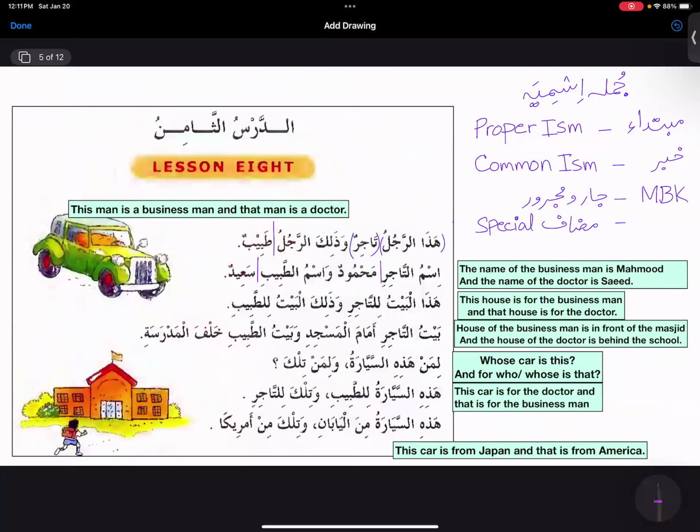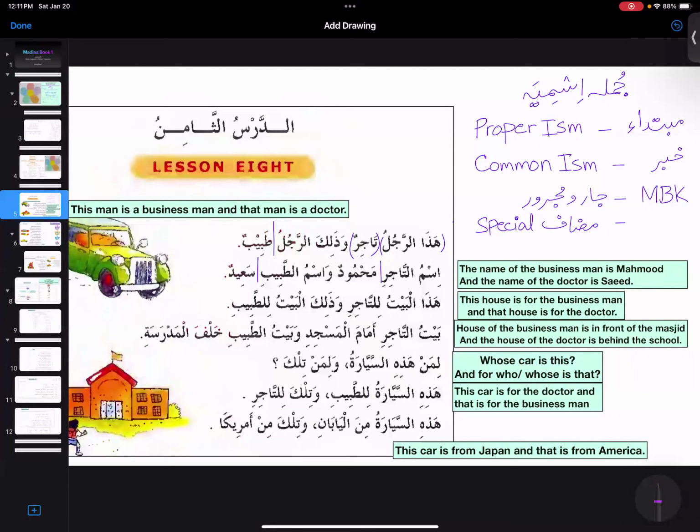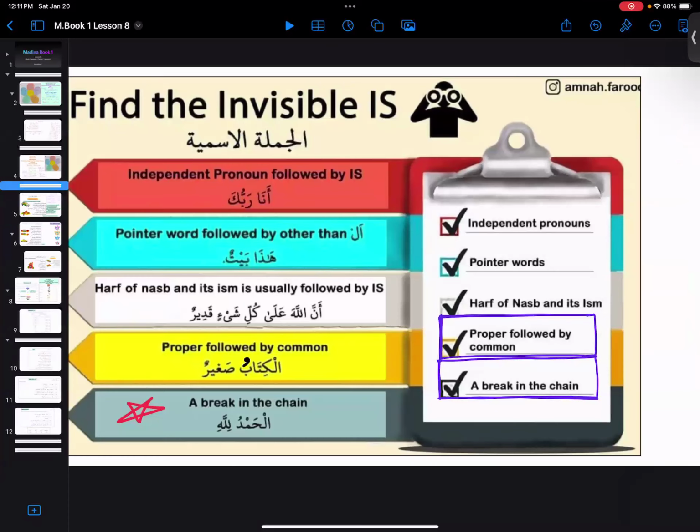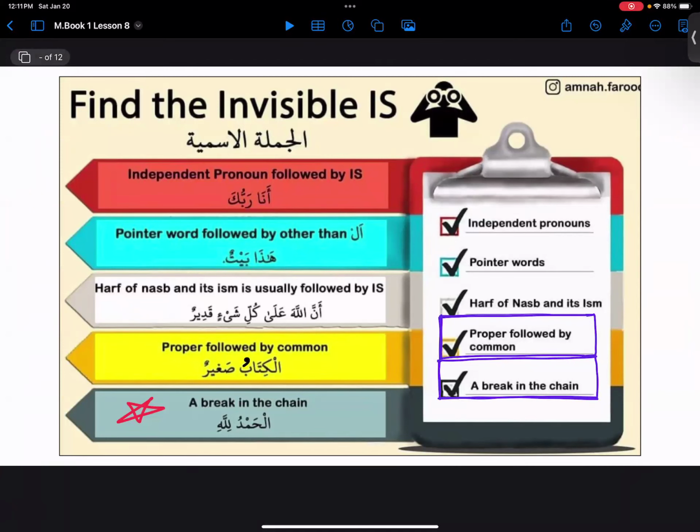What is Jumla Ismiya? Anyone knows? It starts with a sentence. Look at this over here. You guys need to take a picture of this. This is included in the PDF. Okay. So now look over here. Jumla Ismiya, find the invisible is.